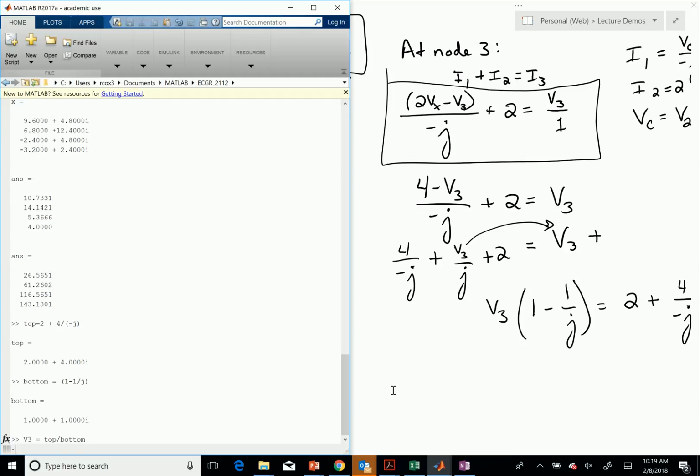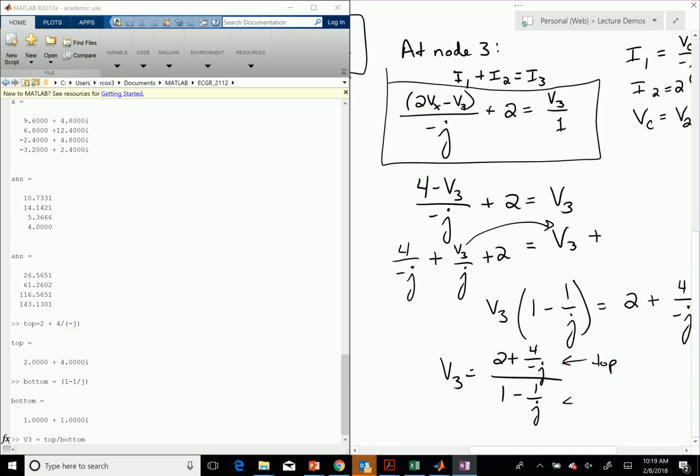Basically what I'm saying is V3 equals 2 plus 4 over minus j divided by 1 minus 1 over j. I've defined this to be top, and this to be bottom, and I've solved for that. What I like about MATLAB is I can define these different steps more easily and go step by step so I can see the process a little bit more easily.